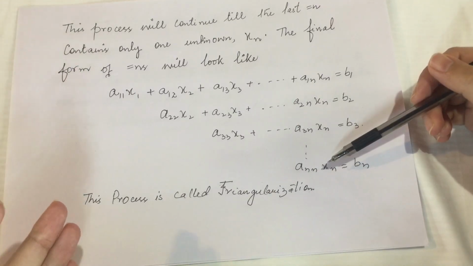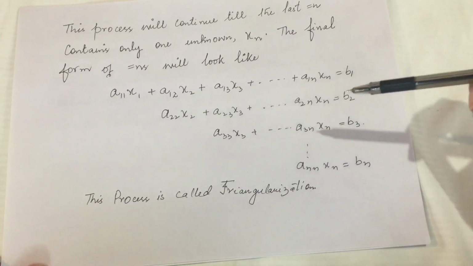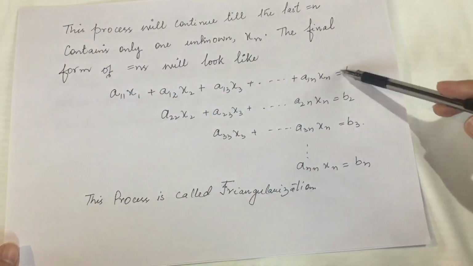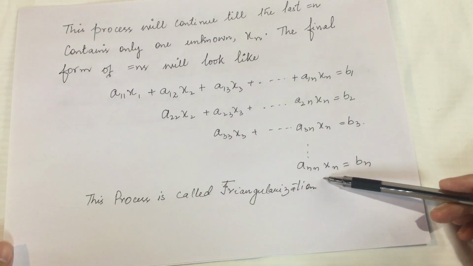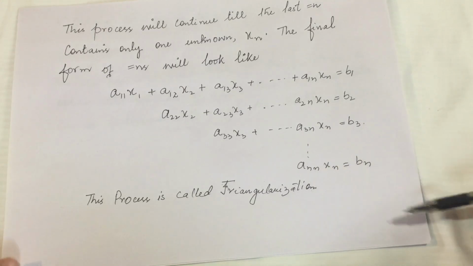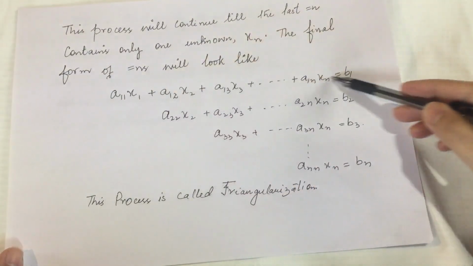This process is known as triangularization because we have reduced the set of equations to the form of a triangle. In the last equation, we are left with only one term, ann xn is equal to bn. So somehow we have reduced it to the form of a triangle.